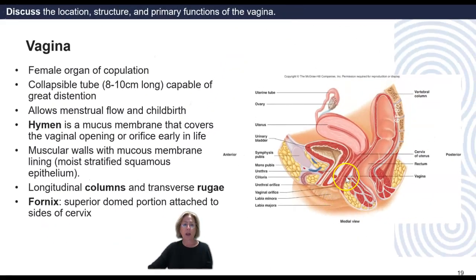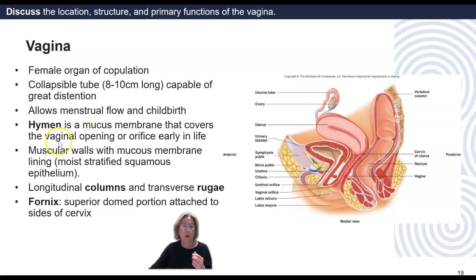The vagina then is the female organ of copulation or sexual intercourse. It's a collapsible tube. It's about 8 to 10 centimeters long, but it is capable of great stretch or distension. It has a dual function, so it allows for menstrual flow and also for childbirth. The hymen is a mucous membrane that covers the vaginal opening or orifice early in life.